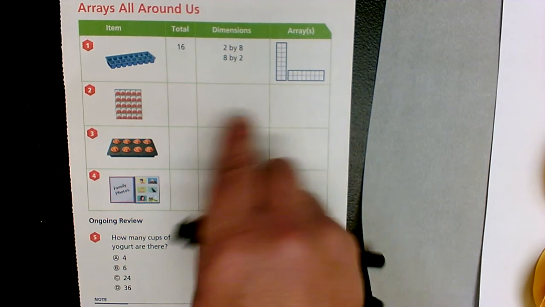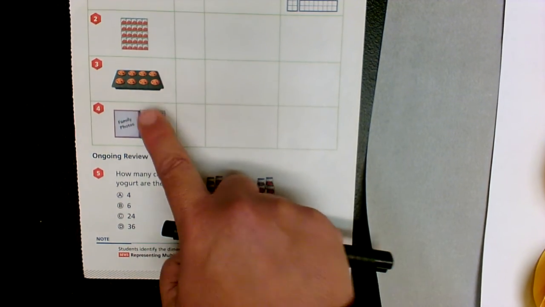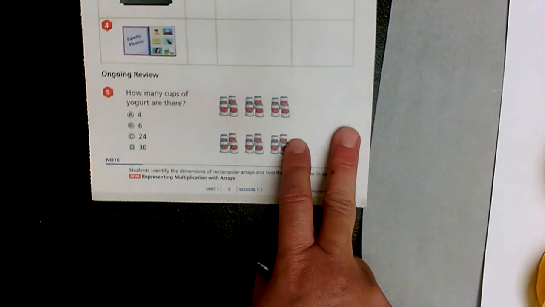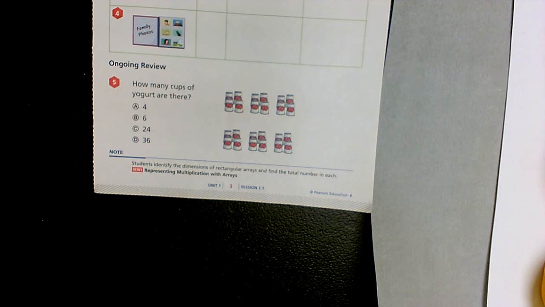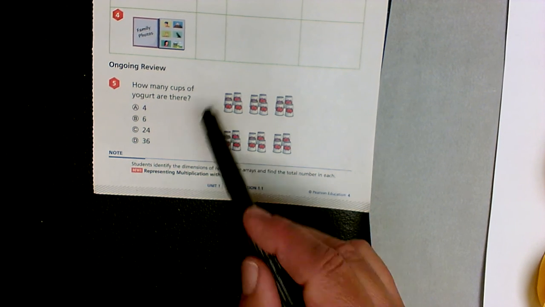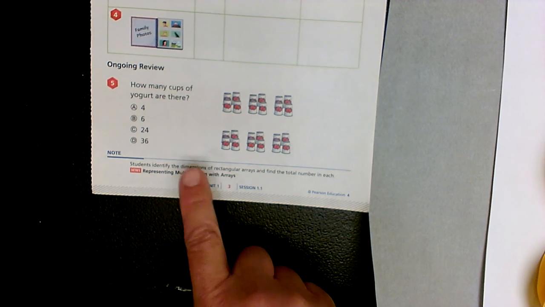So you're going to do that same thing for 2, 3, 4. And then problem number 5, the question asks, how many cups of yogurt are there? And then here's your array. So take a look at your array and see what you can do to figure out how many cups of yogurt there are. Good luck.